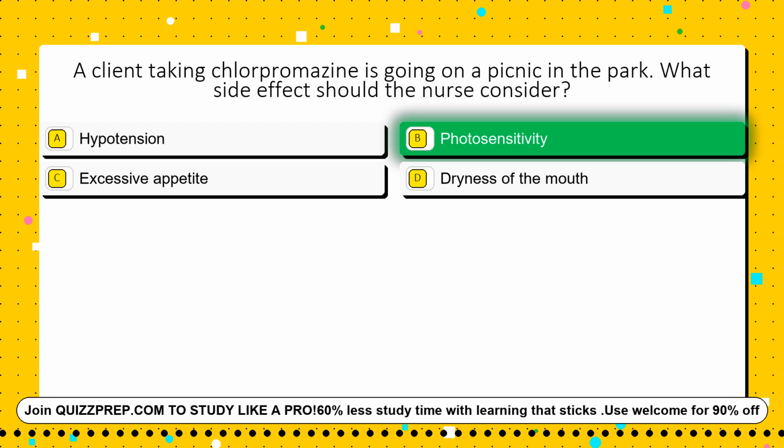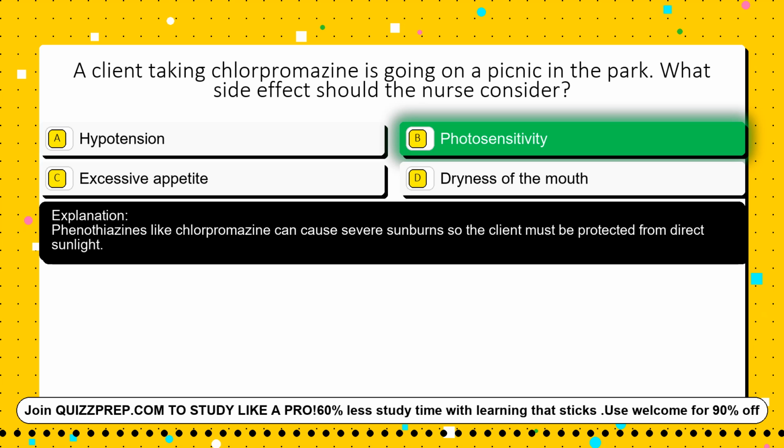The correct answer is option B. Photosensitivity. Phenothiazines like chlorpromazine can cause severe sunburns, so the client must be protected from direct sunlight.